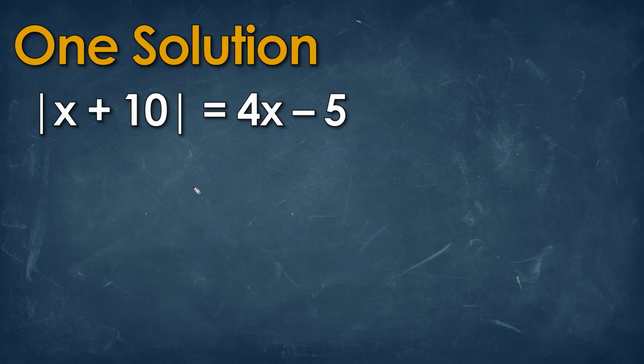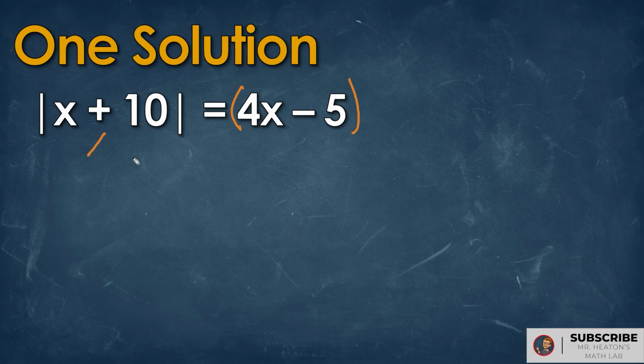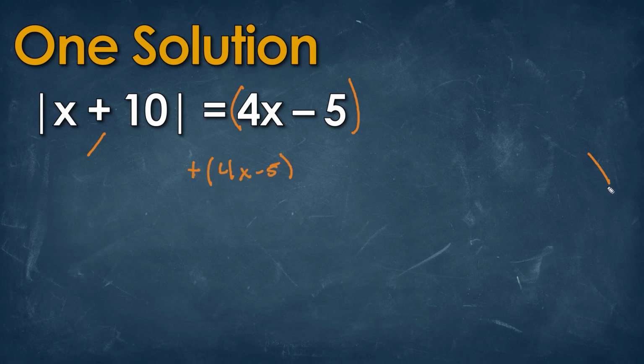Taking a look at this problem, we actually see that we have an expression here on the right side. So again, when we're trying to find those two solutions, a positive and a negative value, we're going to have to see where we have a positive of this expression, 4x minus 5. And then we're also going to have to see where we have a negative. So we'll have negative (4x minus 5), and that must be in parentheses. So then we can solve for this.